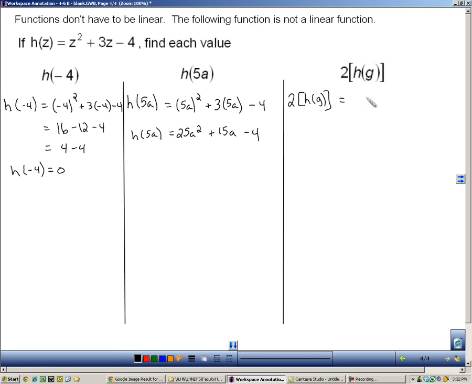So instead of z squared, I'll use g squared plus 3g minus 4. But don't forget that all of that is being multiplied by the number 2. So I'm going to distribute that number 2 to 3 different terms. 2g squared plus 6g minus 8. And that's what 2 times h of g equals.